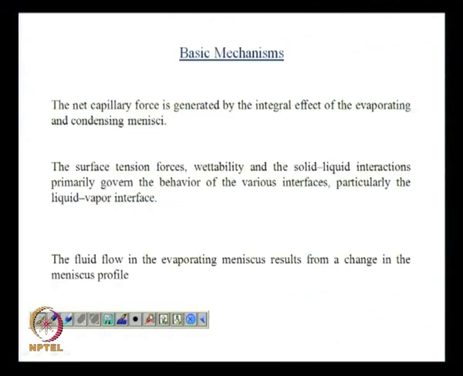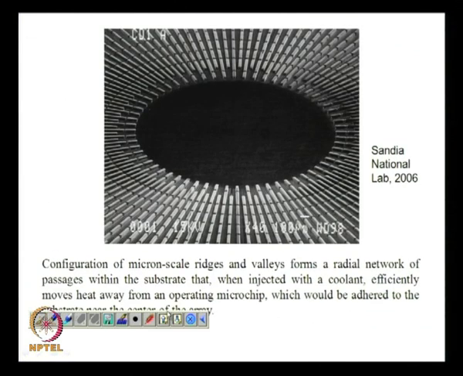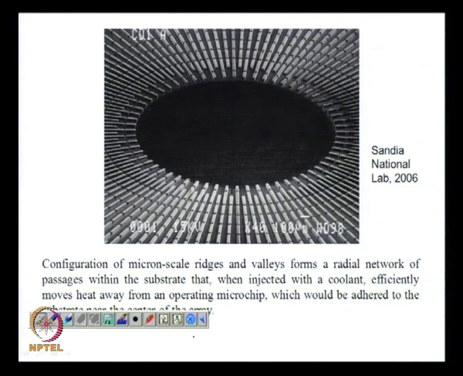And I already spoke about the basic mechanism of a heat pipe, and this is another picture which I have added to my last class. This is a circularly grooved wafer made in 2006 at the Sandia National Laboratory, and what you can see, there are channels which will make the liquid flow from the outside, from the periphery towards the center.